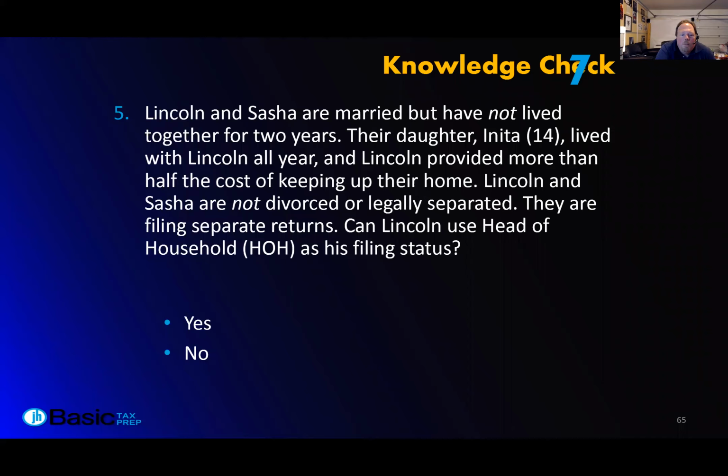They didn't live together for 2 years, but that doesn't make a difference. They're still married. They can file married filing separately. But he can file head of household because it's his daughter. And he's considered unmarried because he wasn't living with her for the past 6 months. There you go. So they are separate. He can claim head of household. The answer is yes. He can claim head of household. Not Sasha, but Inita.